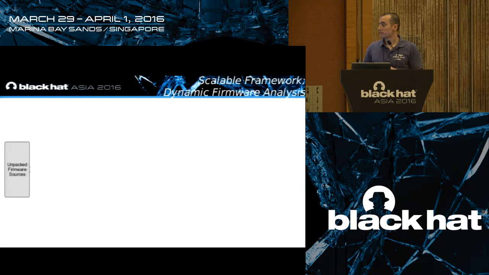So we take these unpacked files from our USENIX Security study. We perform this firmware selection, meaning that we try to detect the full file system or full upgrade firmware images. And we perform some additional selection, which I'll explain now.